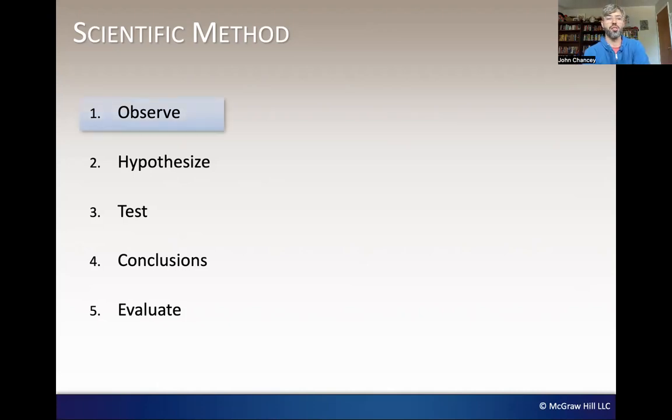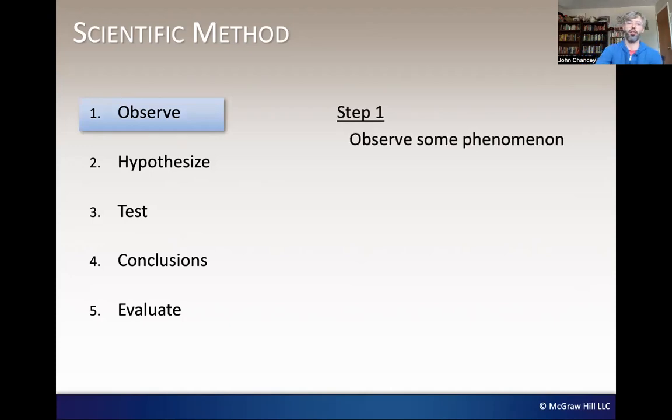But science is an iterative process. It doesn't necessarily go 1, 2, 3, 4, 5, and you're done. You might go 1, 2, 3, 4, 5, back to 2, revise your hypothesis, test it again, conclusions, evaluate. You might do this several times before you finally reach your conclusion.